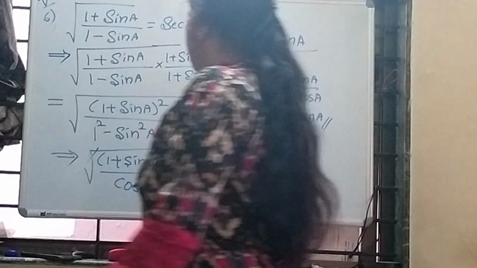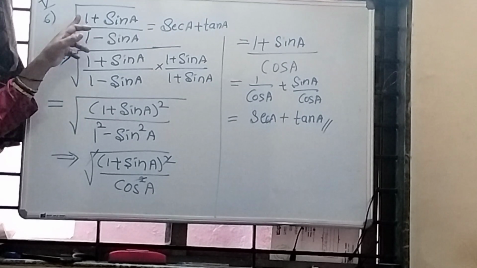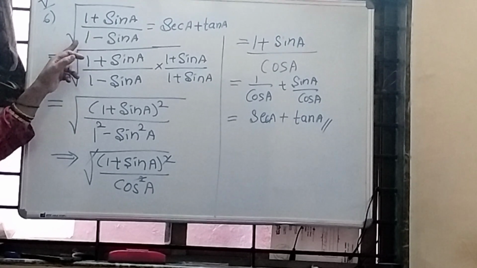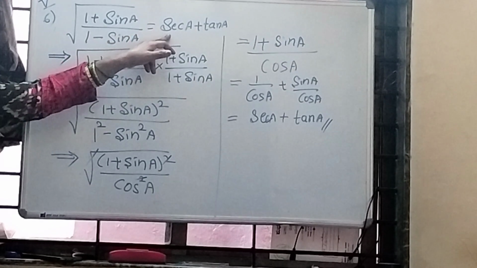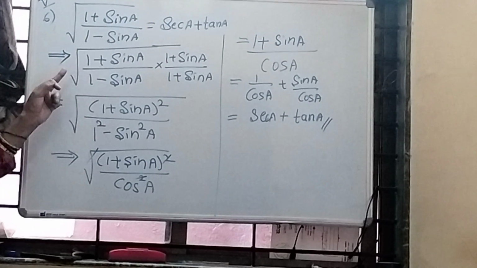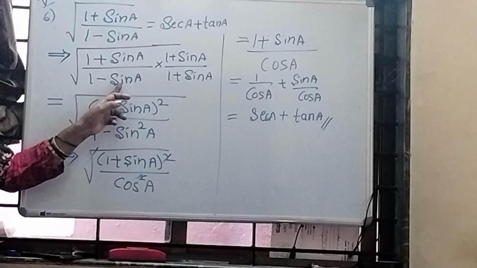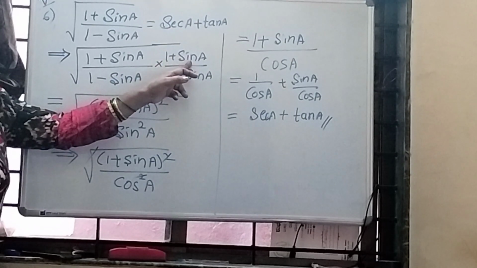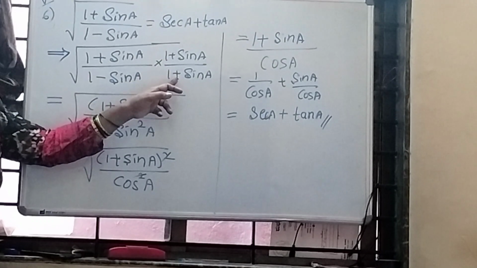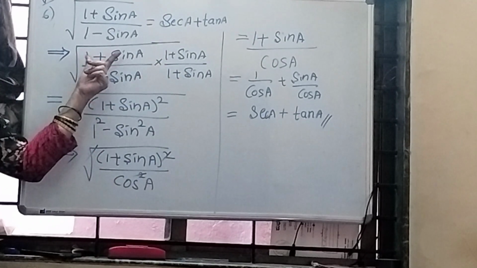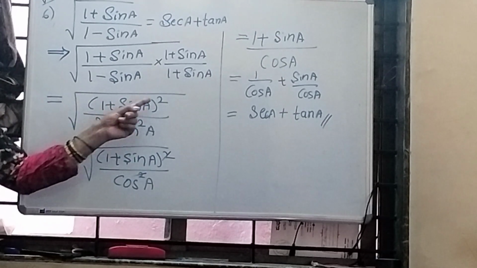Once again, I will just explain. You can listen. So the question was root of (1 plus sin a) divided by (1 minus sin a) is equal to, we have to prove, sec a plus tan a. So the first step we took: here it is 1 minus sin a. Its rationalizing factor is 1 plus sin a. We are multiplying and dividing it by 1 plus sin a. So (1 plus sin a) into (1 plus sin a) becomes (1 plus sin a) whole square.